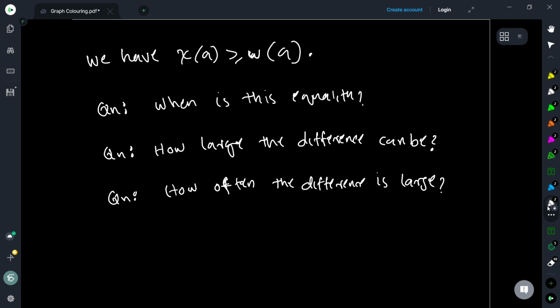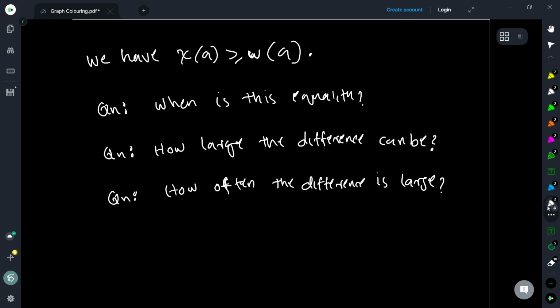So now, the second question is what we are going to immediately look at: how large the difference can be. And we will actually show that the difference can be arbitrarily large. So you can have clique size very small and chromatic number as large as you want. There are several results in this direction also.